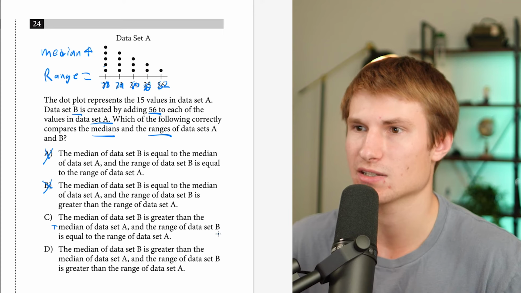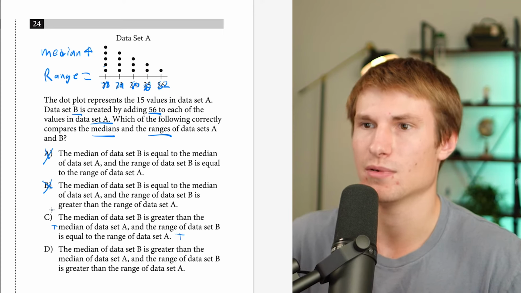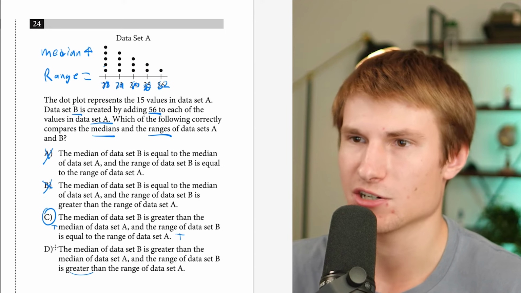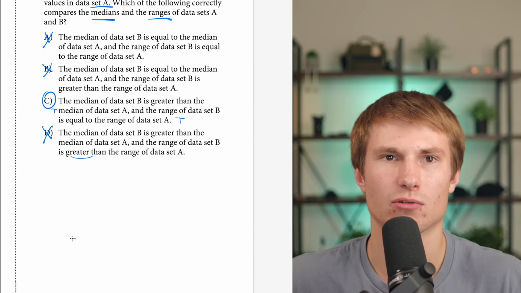And the range of data set B is equal to the range of data set A. That's true. And then D says that the ranges are different, which is not true. Moving on to question number 25 now.